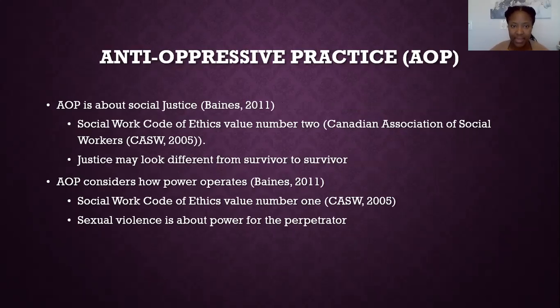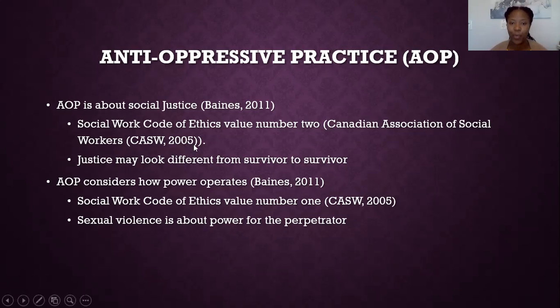So anti-oppressive practice, it is about social justice, right? So I picked out a few pieces of it. There's many different definitions, but these apply here. So it is about social justice. And Social Work Code of Ethics, value number 2, speaks on this, right? As it relates to just the social justice side of things. So in a previous slide, we discussed AOP in relation to empowerment and liberation. And so it aligns with the Code of Ethics, value number 2, as it relates to the pursuit of social justice, right?